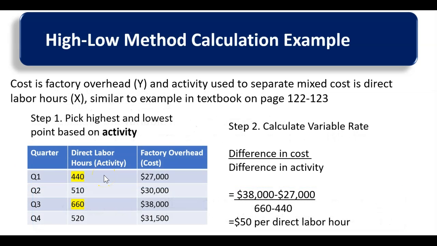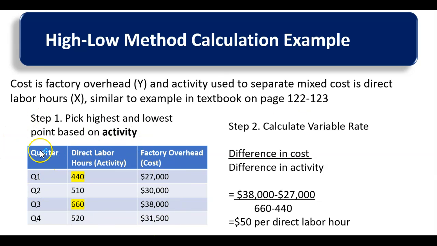So this is an example. In this example, the cost that we want to break down is our factory overhead. So that's the cost that we're going to be looking to break down into a variable component and a fixed component. And the activity that we're going to use is direct labor hours. So you can either choose to break something down by number of units produced or by some type of activity, what we call a cost driver. So what we're choosing in this example is breaking down our factory overhead by the activity level of our direct labor hours. So this is similar to the example in your textbook on page 122 through 123.